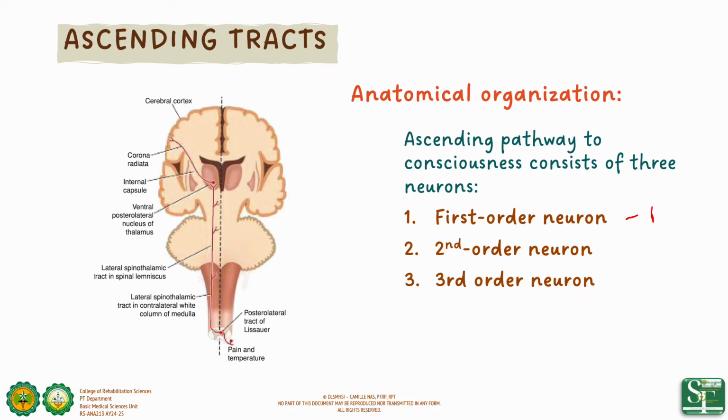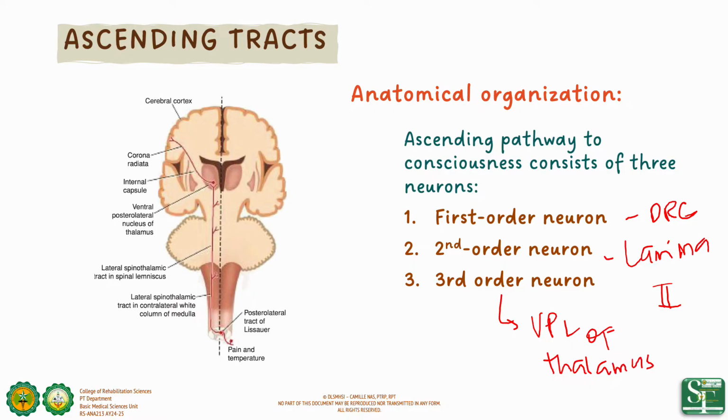First order neuron is the DRG. Second order neuron is the lamina, depending kung anong type of sensation. But kunyari nga pain, so, lamina 2. Third order neuron is the VPL nucleus of thalamus. So, lahat ng mga order neuron na yan are cells, no? Cells yan, kaya siya neuron. Hindi naman track yung ginamit natin. Okay, and this is the one that we follow for ascending tracks, no? Kasi pagdating natin sa descending tracks, wala na yung mga order neuron na yan. Instead, ang meron na tayo is upper motor neuron and lower motor neuron. Alright?